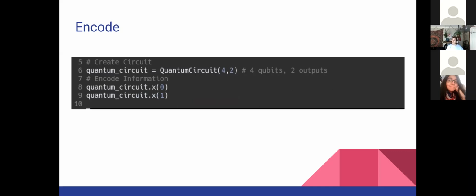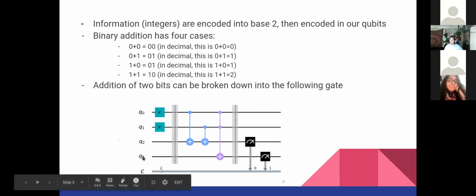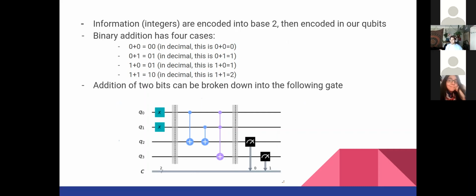The first step, that encode step, is where we actually encode our information. We say quantum circuit is equal to QuantumCircuit(4, 2). What those parameters represent is the number of inputs, or qubits, and the number of outputs. And so we have 4 qubits, right? Back here, 0 to 3, and we want to measure 2 things because we don't need anything larger than a 2-digit binary number if we're just adding single binary digit numbers.